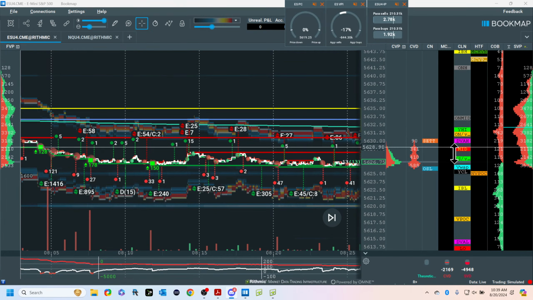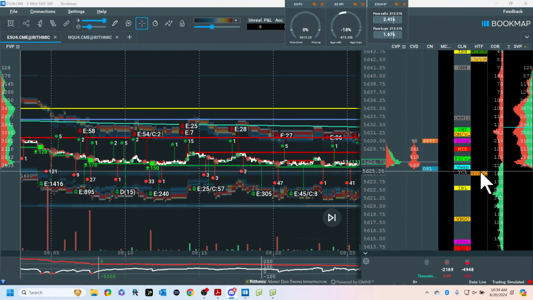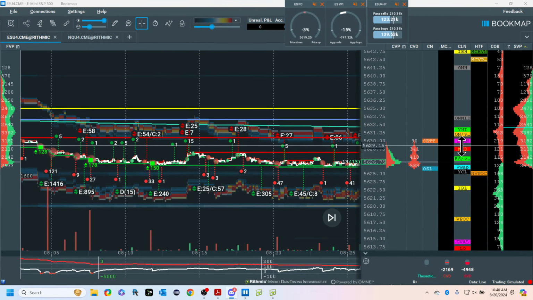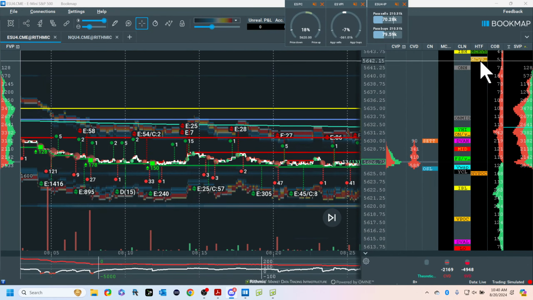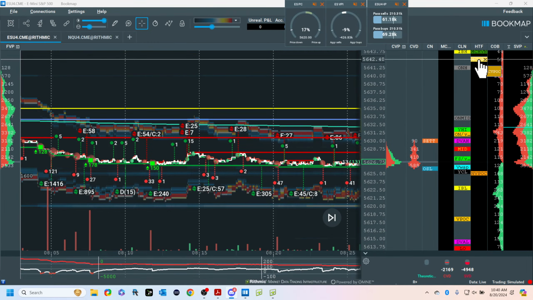What is this? This is a volume point of control. This is the ETH volume point of control. These are like retail: yesterday, highest volume. The last auction, which is the ETH, highest volume. You notice this one is higher than this one. And then the microcomposite volume point of control, this is an intermediate time frame.